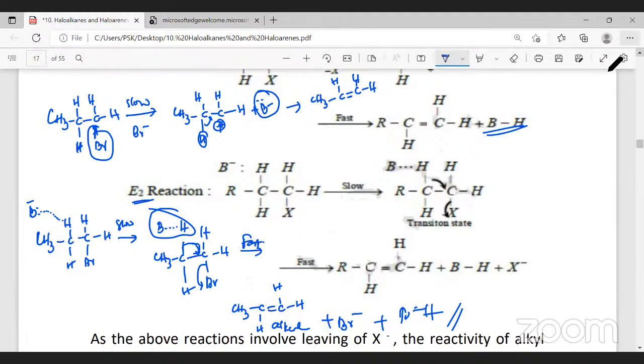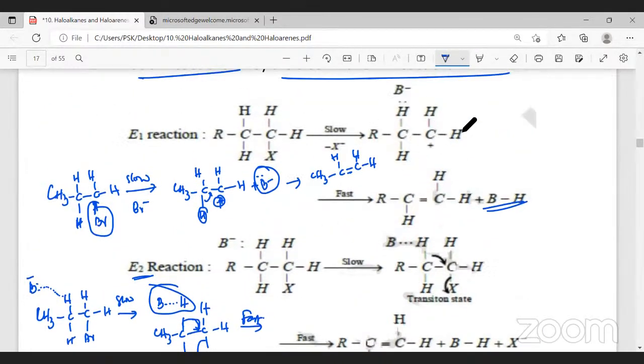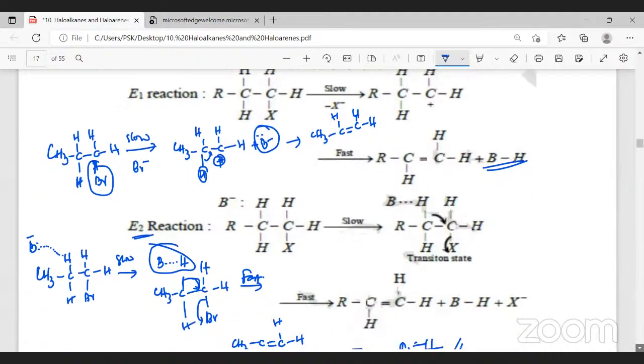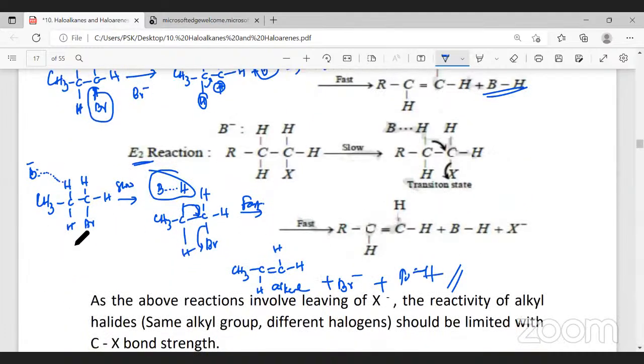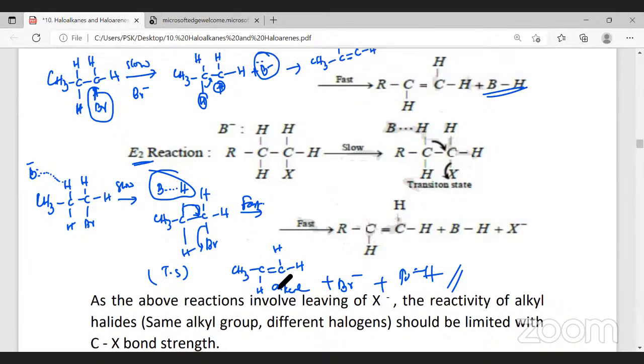So in E1 elimination, ionization takes place first and then the base attacks, forming an alkene. In the E2 mechanism, the base attacks the alkyl halide and goes into a transition state, and then loses the halide and the BH, forming an alkene. There's a minor difference between E1 and E2, but both are called elimination reactions. I hope you follow this.